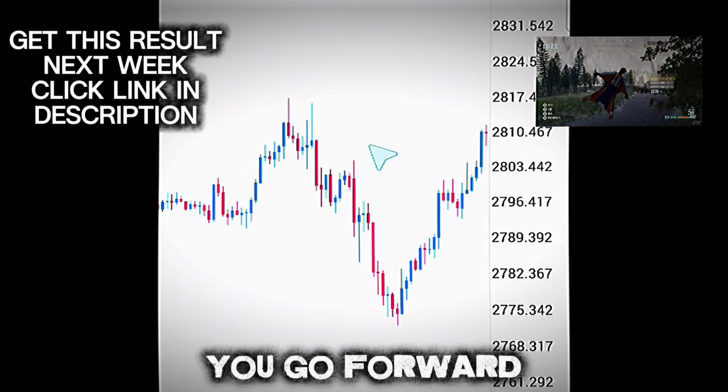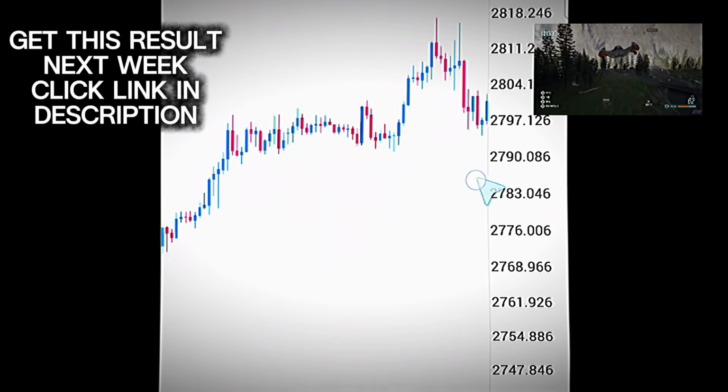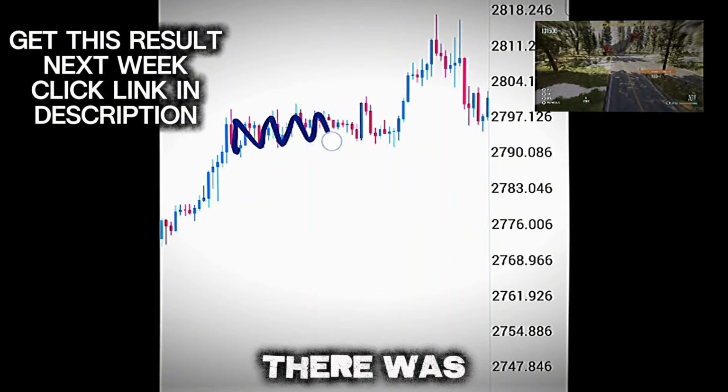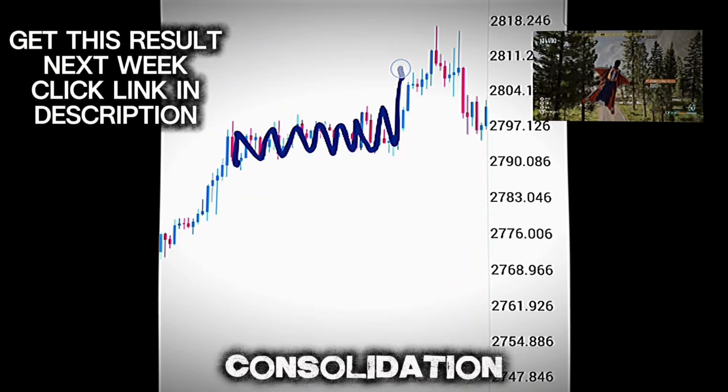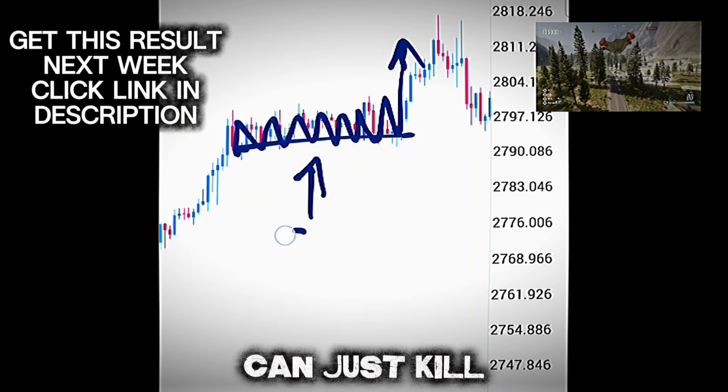And then if you go forward, you can see that another phase happened there too. Just look at it, another phase happened. If you look at that point, there was something like a consolidation happening, and basically you can just scale this one too.